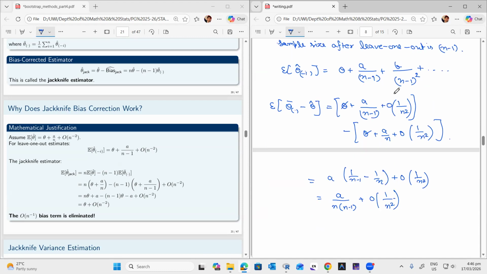Right. So now multiply by n minus 1 both sides.